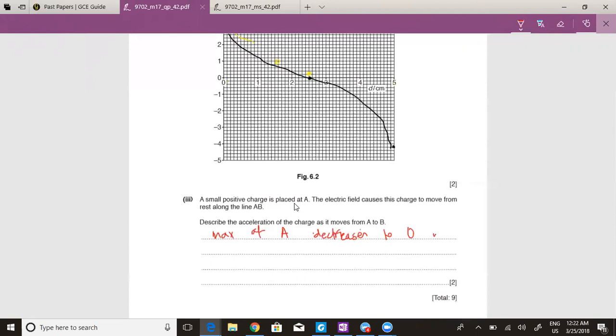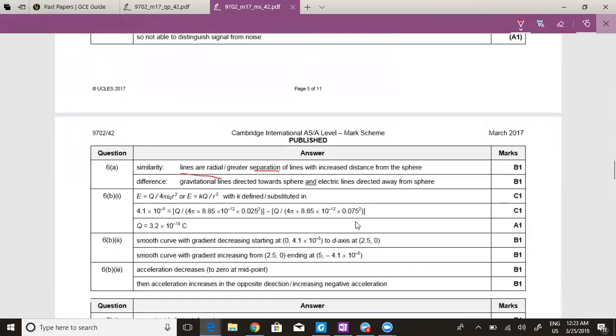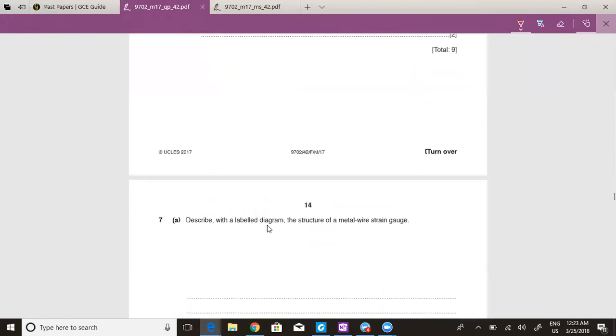It decreases with the decreasing gradient, and then increases back from 2.5 to 5, to the negative maximum. So it goes from here to the minimum, but the magnitude becomes the same, but in the opposite direction. So acceleration decreases to 0 at the midpoint and it increases in the opposite direction. They didn't even ask for the nature of the decrease or the increase. मतलब काफी simple वाला ही चाहिए था.